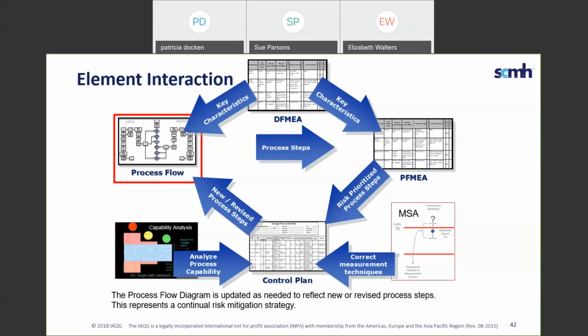And then finally, all of these APQP elements are updated as needed, as process changes and improvements are made, or as new issues and risks arise. These APQP elements are very much interrelated and linked to one another, and as we've mentioned before, these are not static documents. They need to be maintained and kept current throughout the product life cycle.